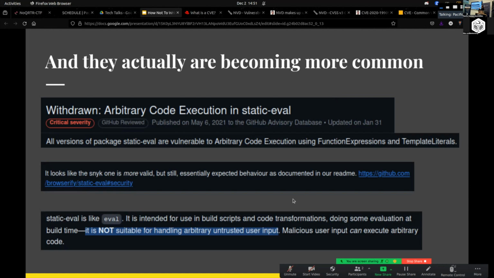This one, arbitrary code execution in static-eval. Arbitrary code execution, probably one of the worst vulnerabilities, really bad, critical severity. Static-eval is not suitable for handling arbitrary, untrusted user input. It's vulnerable by design. It's just like DVWA. This is an RTFM vulnerability. That's what I like to call it personally.